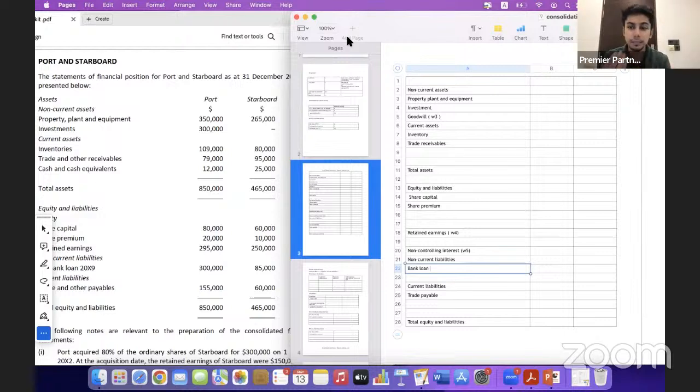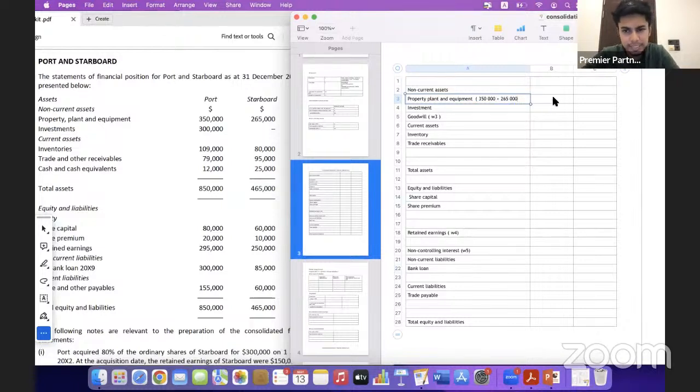Yes, of course, there are some adjustments which I will explain, but remember the basic is that if they ask any asset, current or non-current, what you should simply do is take the parent one, add with the subsidiary one, simple. So let's start. I'll show you the working over here. So they're asking PPE. So therefore, guys, see, parent PPE is 350. Subsidiary PPE is 265. I'm just going to add it.